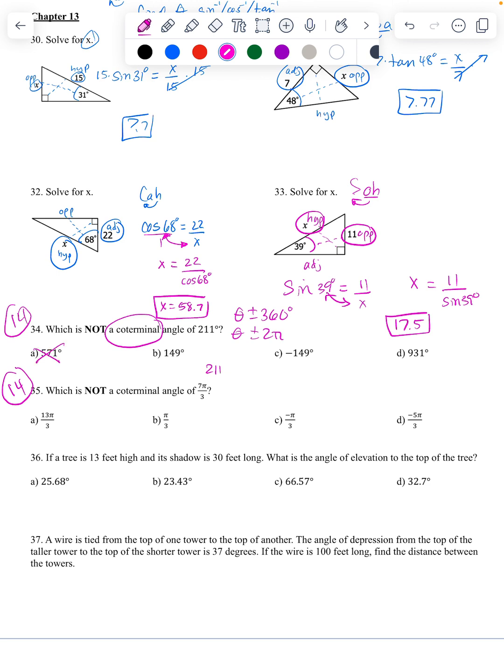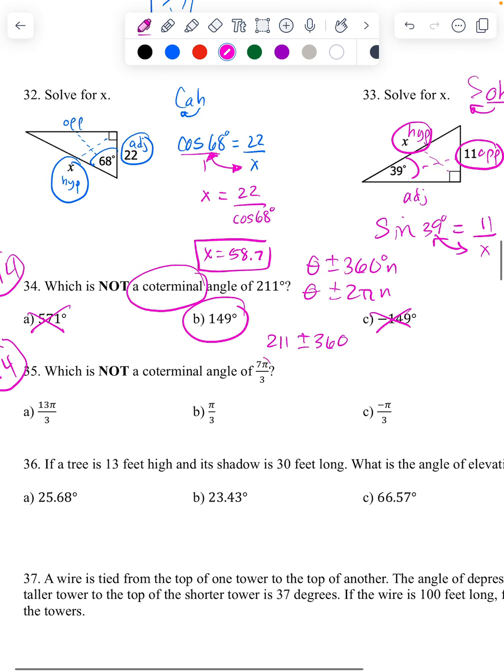What if I add 360 again? Because you can keep doing this any number of times. So I'm going to add 360 again. I get 931. So that's coterminal. Coterminal has to be something you get by adding or subtracting 360 to the 211. What if I take 211 and subtract 360? Then I get negative 149. So all of those are coterminal, meaning this is the one that is not.